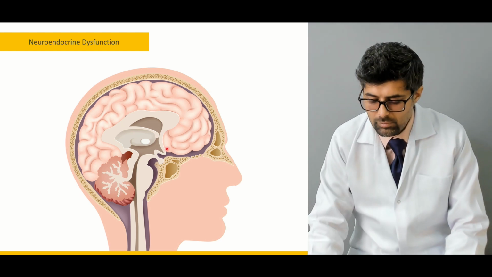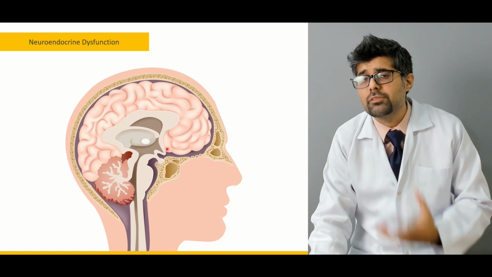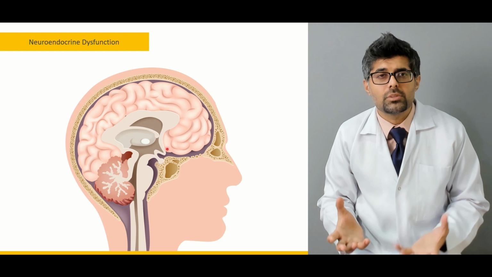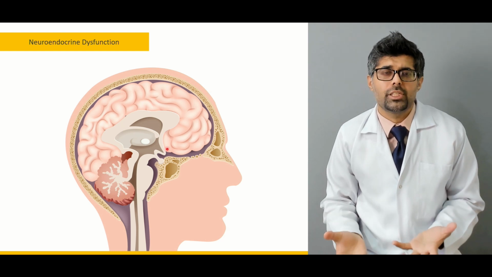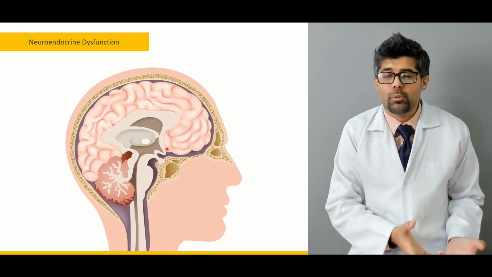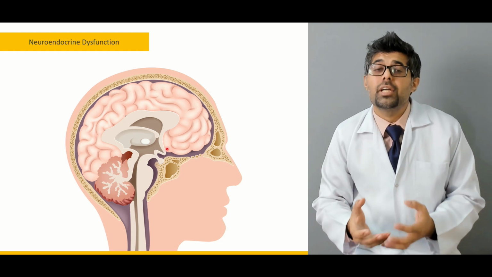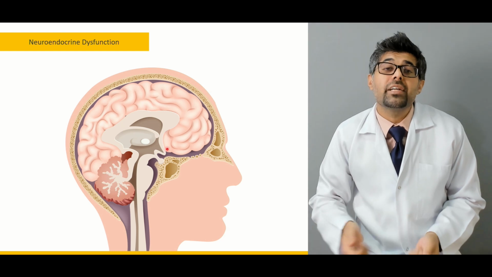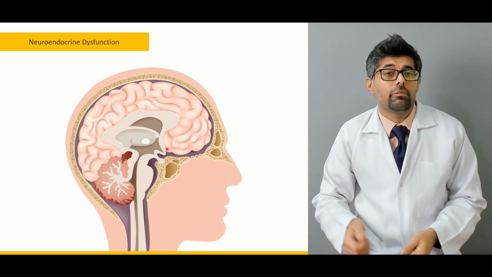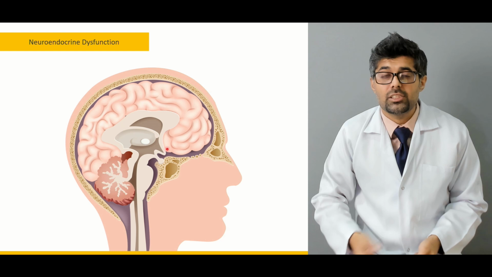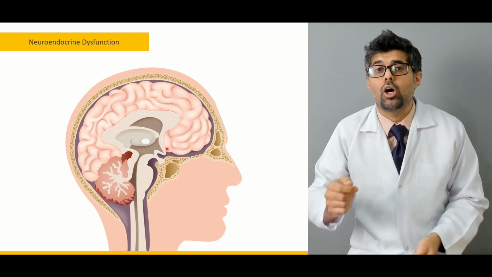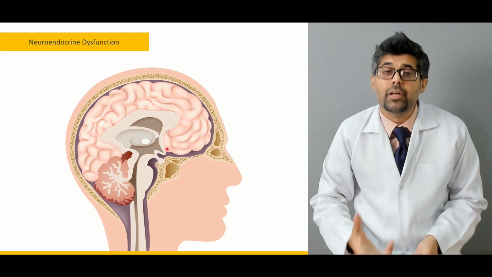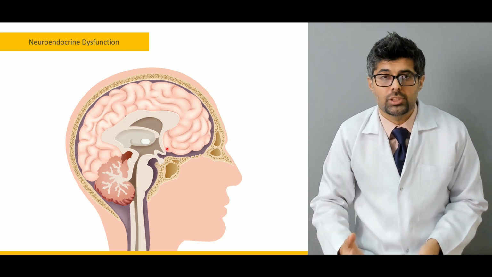Now, whenever there is dysfunction with the pituitary gland, it usually comes up in two states. Either it is hypopituitarism or it is hyperthyroidism because of the increased production of TSH, that is the thyroid stimulating hormone, the hormone that stimulates the thyroid gland to produce thyroxine.